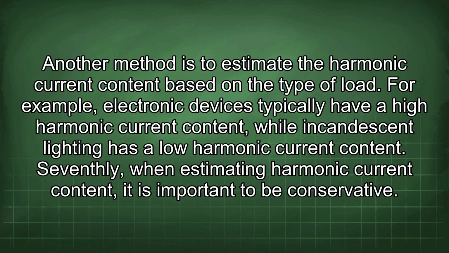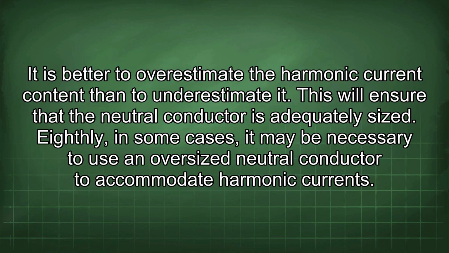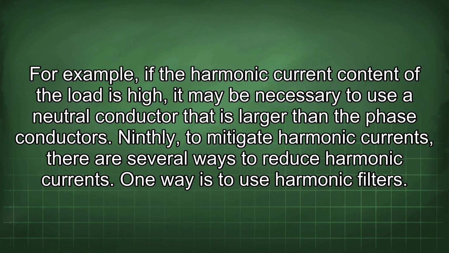Seventhly, when estimating harmonic current content, it is important to be conservative. It is better to overestimate the harmonic current content than to underestimate it. This will ensure that the neutral conductor is adequately sized. Eighthly, in some cases, it may be necessary to use an oversized neutral conductor to accommodate harmonic current. For example, if the harmonic current content of the load is high, it may be necessary to use a neutral conductor that is larger than the phase conductors.